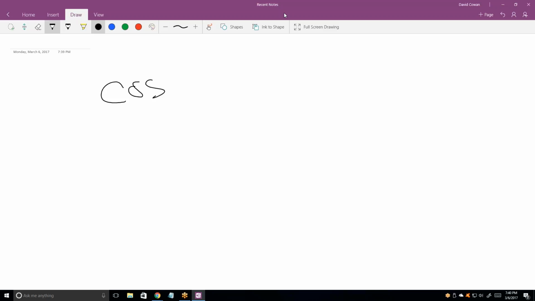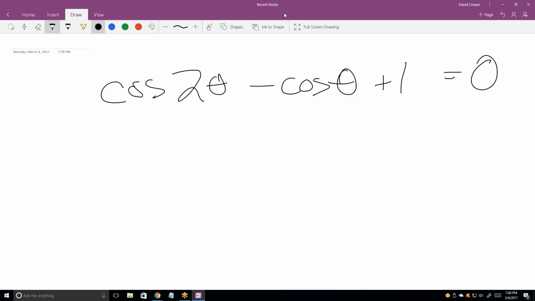Just for example, let's say I did have cosine of 2 theta minus cosine of theta plus 1 equals 0. Okay? Well, you can't solve this as long as that's 2 theta and that's theta. You got to get it usually into the same trig function, and I'm going to use the trig identity here that is 2 cosine squared theta minus 1. Notice why I'm going to use that.